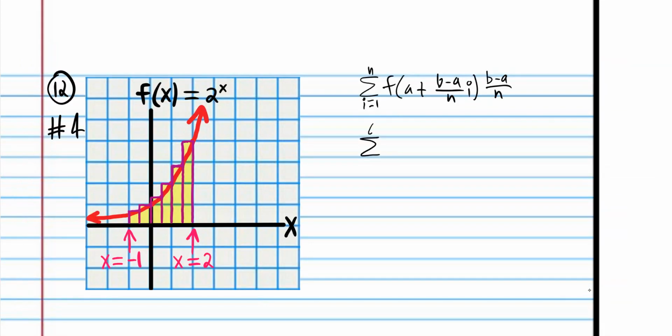So we have, again, 6 rectangles, and a is -1, and b is 2, so 2 minus -1 over 6 times i, and again 2 minus -1. So we're just kind of plugging in just to show that we know what we're doing with this formula.